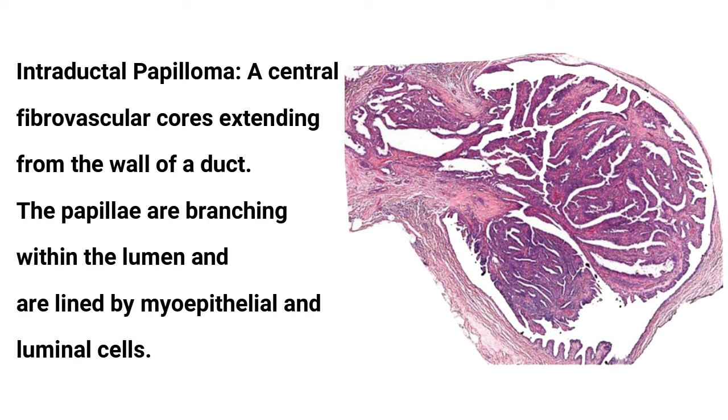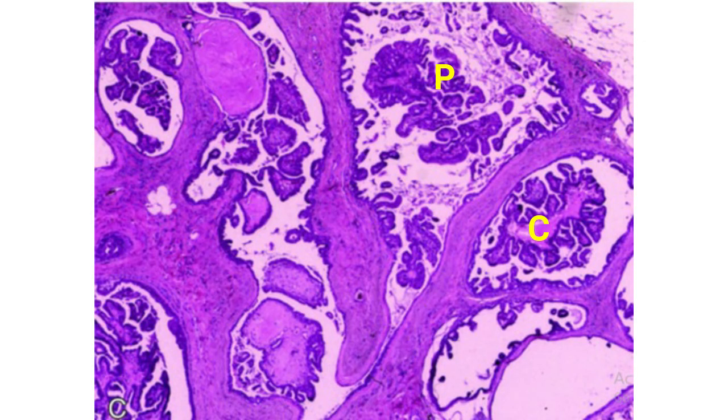Now the photograph shows microscopic features of intraductal papilloma. A central fibrovascular core is extending from the wall of a duct. The papillae are branching within the lumen and are lined by myoepithelial and luminal cells. Now this photograph shows multiple papillomata, which are marked with letter P, whereas the fibrovascular core is marked with letter C.